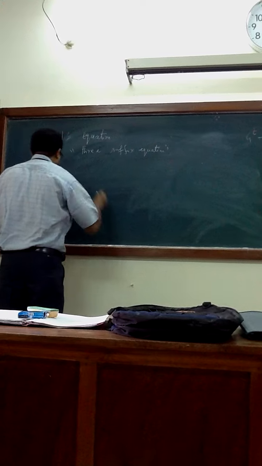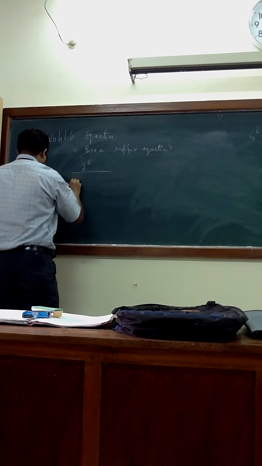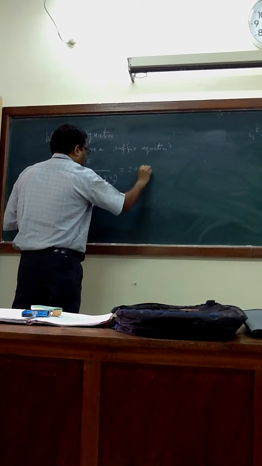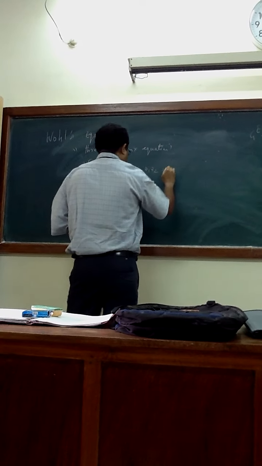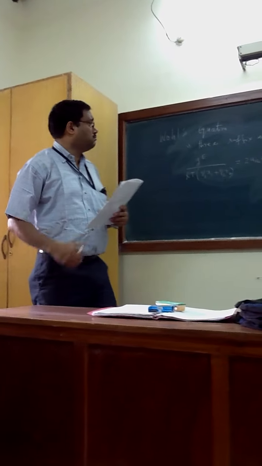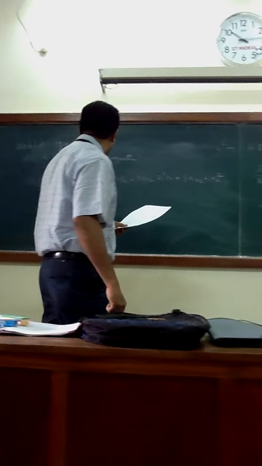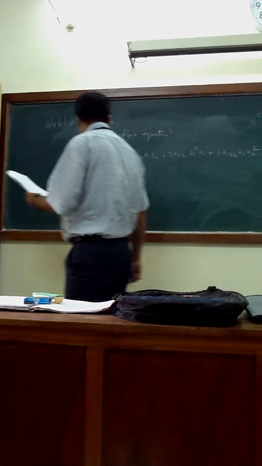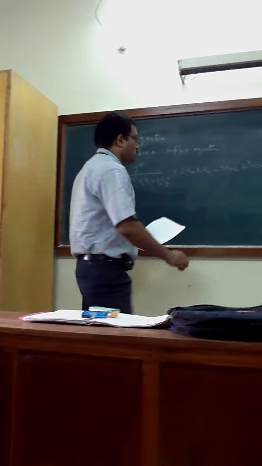So what this model says: G by RT over Q1 x1 plus Q2 x2 is 2A12 Z1 Z2 plus 3A112 Z1 square Z2 plus 3A122 Z1 Z2 square. Equation number 8.